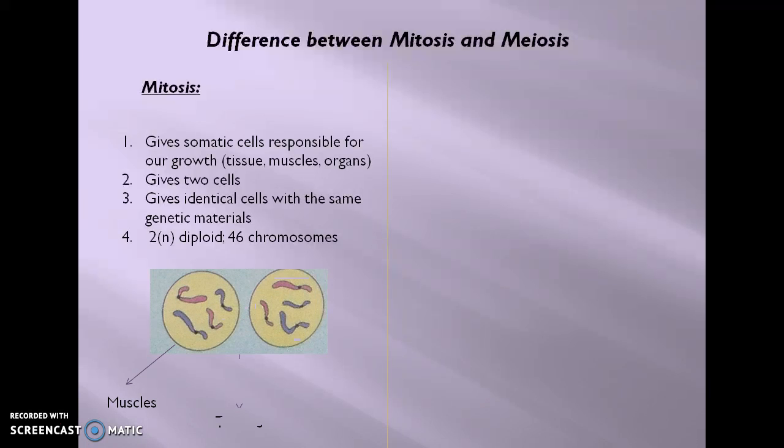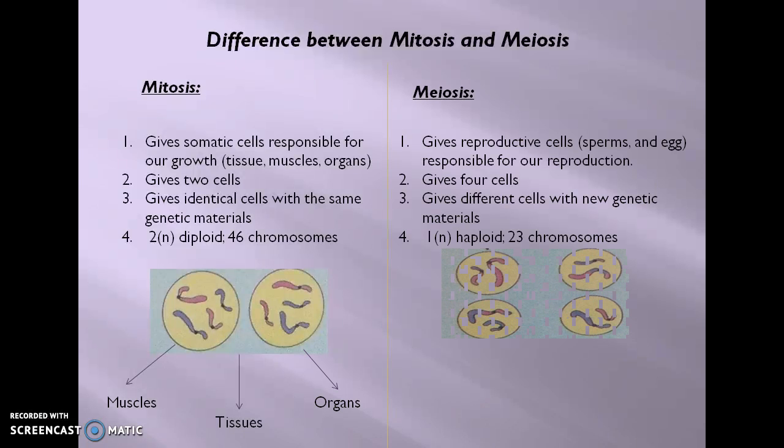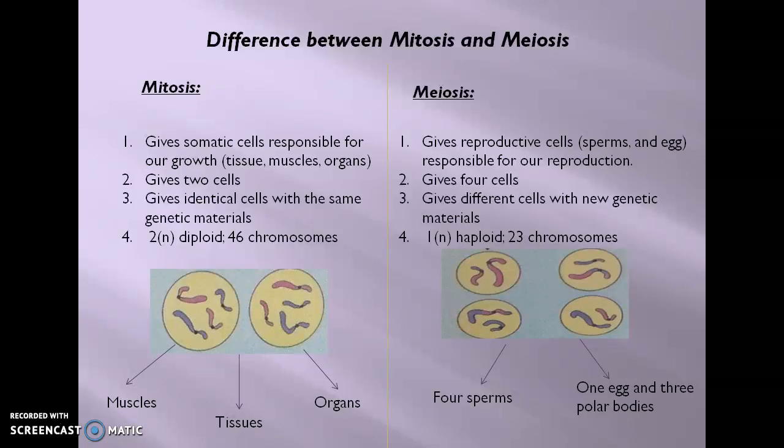Mitosis is specific for the production of somatic cells, like the cells in your skin or your tissue, any organs in your body. All of these organs are produced by mitosis. At the end of mitosis you obtain two cells which are identical in their genetic material, and they are diploid. They contain 46 chromosomes. That means each cell contains 2N.